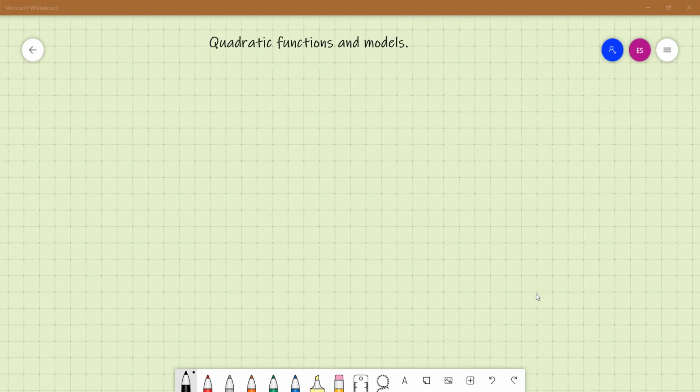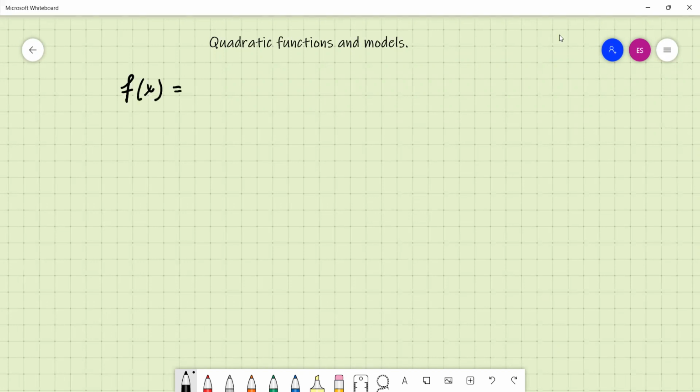Hello everyone, today we are going to talk about quadratic functions and models. We're going to start chapter 3. So first, let's write down what a quadratic function is. A quadratic function is f of x equals a x squared plus b x plus c. It's called a quadratic function in case a is not equal to 0, a real number.